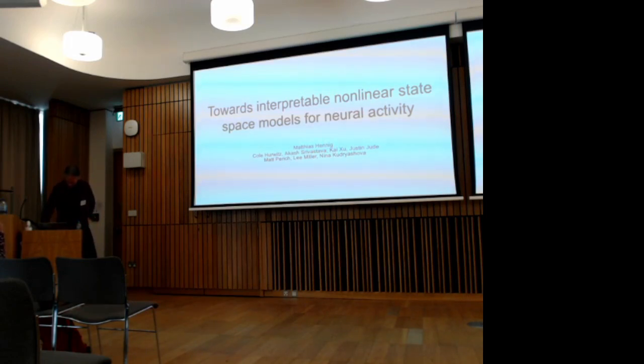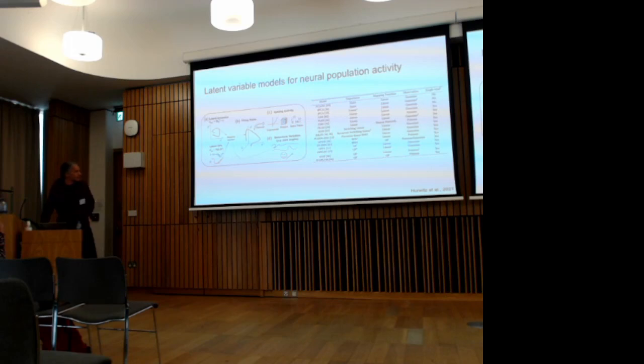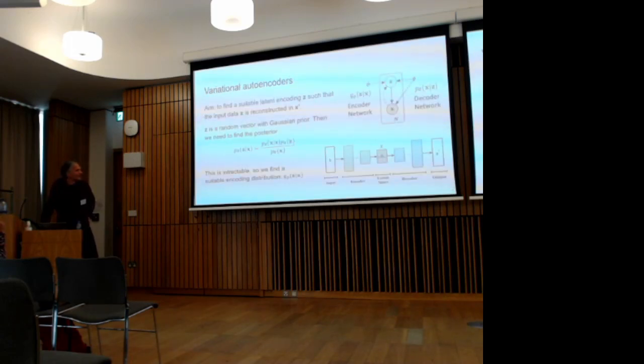Good. So, okay, we have this already, so I don't really need to go over this. And here I'm going to talk about a specific class of latent variable model, which is the variational autoencoder. I thought I'd quickly introduce it before I go on and show how we use it.